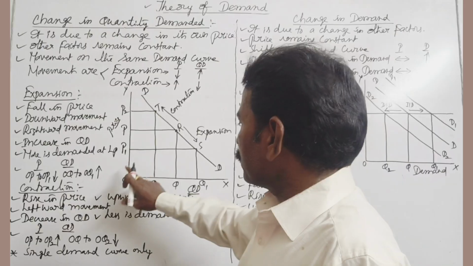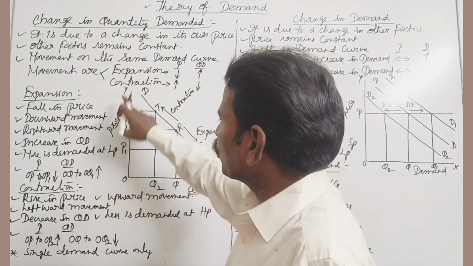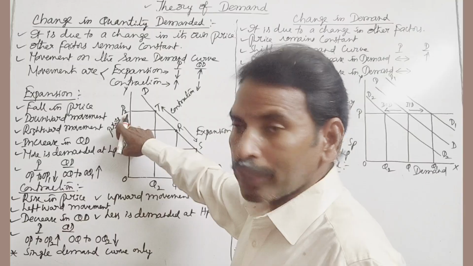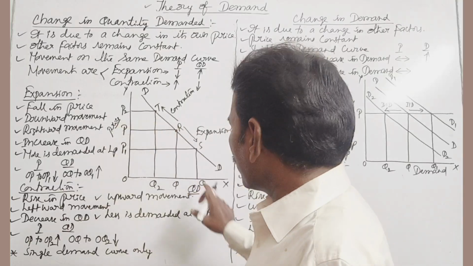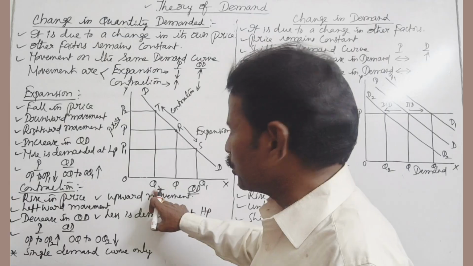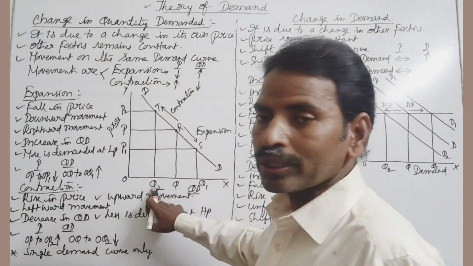Next, price rises from OP to OP2. So quantity demanded is contracted from OQ to OQ2.